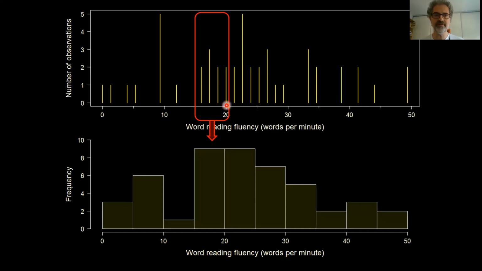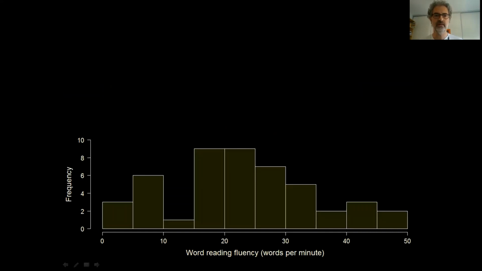Usually, the border value goes on the left. So 20 words per minute goes into the 15 to 20 box and not into the 20 to 25 box. So 5 words per minute would be here, 10 words per minute would be here, and so on. And the result of this binning of values is taking this representation, which is called a frequency plot, and creating this here, which is called a histogram.